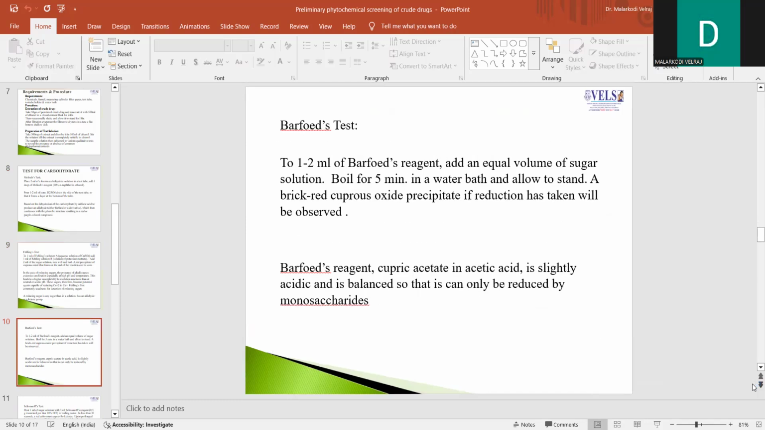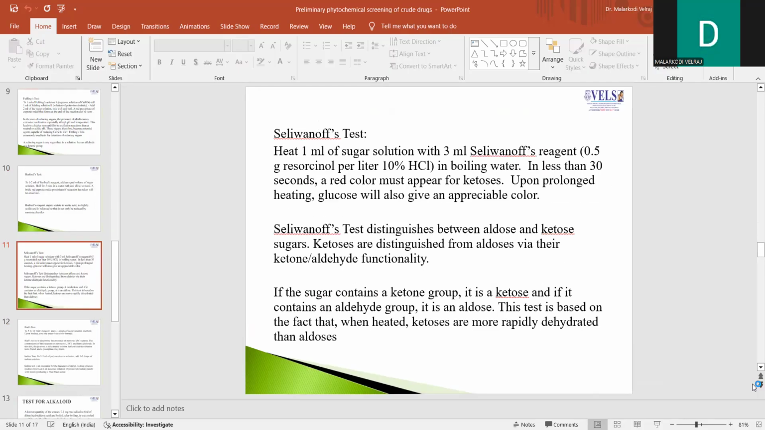Barfoed's test. To about 1 to 2 ml of Barfoed reagent, add an equal volume of sugar solution. Boil for 5 minutes in a water bath and allow to stand. A brick red cuprous oxide precipitate, if reduction has taken place, will be observed. Barfoed reagent is cupric acetate in acetic acid, which is slightly acidic and is balanced so that it can only be reduced by the monosaccharides.